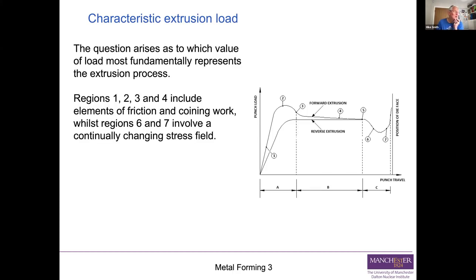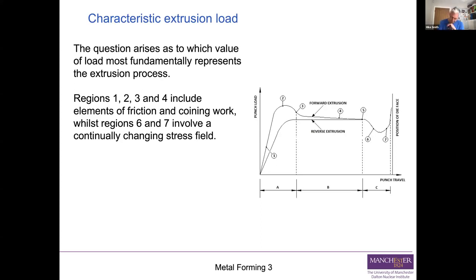Now, regions 1, 2, 3 and 4 on forward extrusion have got some friction in them. Region 4 is sloping downwards because, in the punch load versus travel, you're scraping the billet against the side of the chamber at that point. Regions 1, 2 and 3 are where you're coining, so you're changing the shape of the billet to fit inside the die, and you're not doing any work to push it through the die yet. And regions 6 and 7 you shouldn't be in anyway, because you're going to end up smashing your die if you do that.